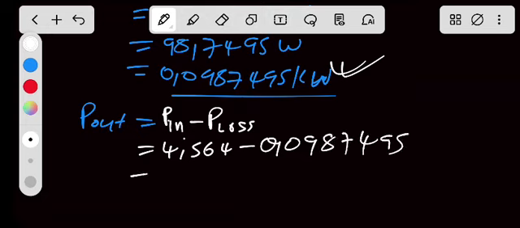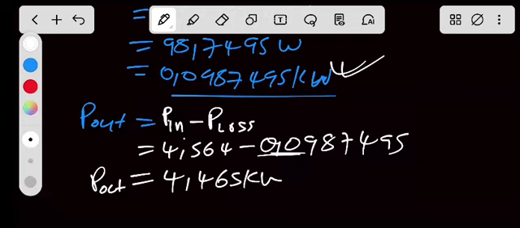0.0987495. This will be P out, which will be what? This won't affect that much. Simply, this is just zeros. We'll still have 4.465 kilowatts. That is the output power.